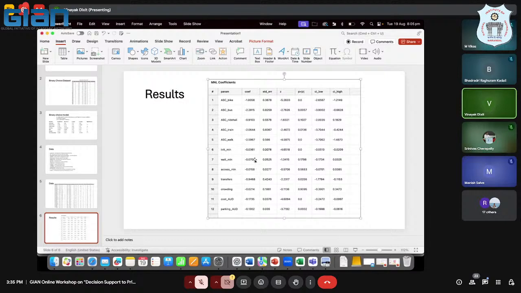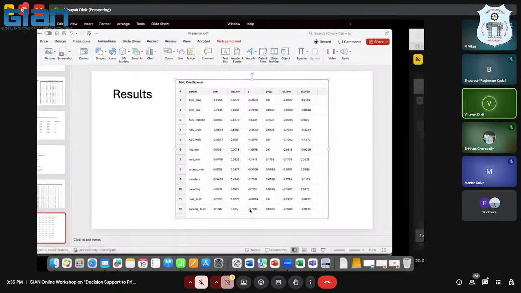Right? Wait is not significant. Access, time spent to access the mode, is not significant. Transfers are significant. The fact that you have to transfer makes a difference, and a negative difference. Crowding is not significant. Costs and parking costs are significant. So this is how you would interpret it.